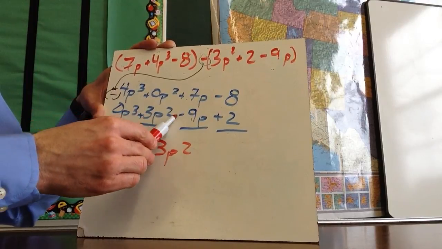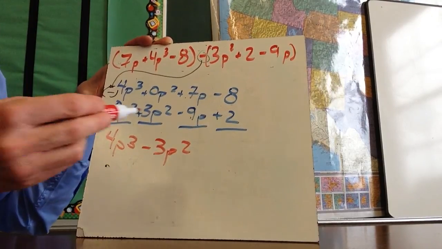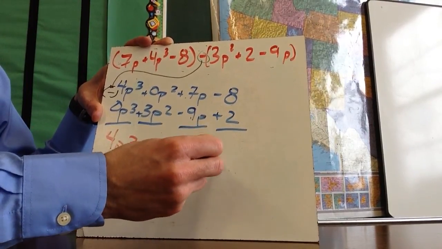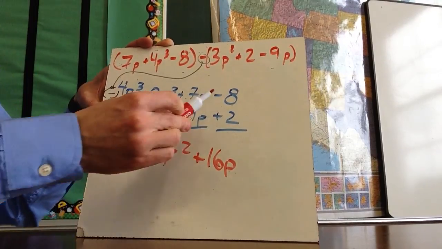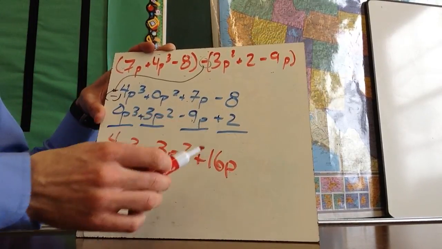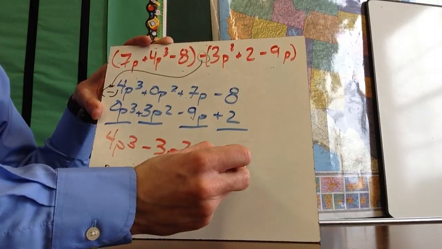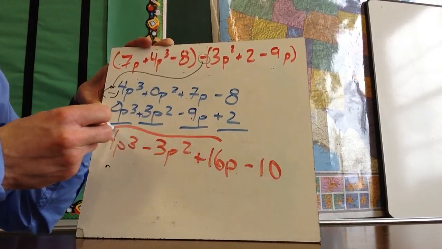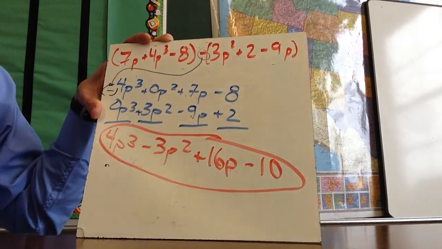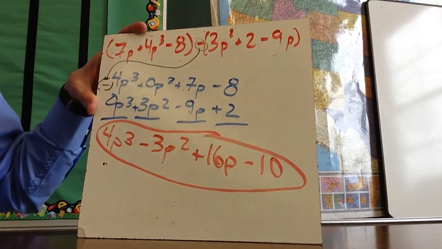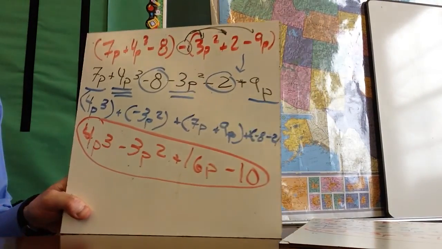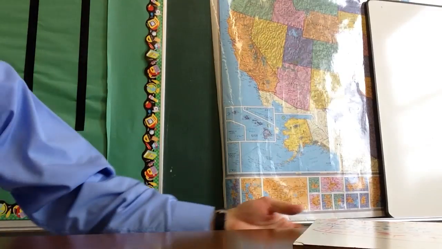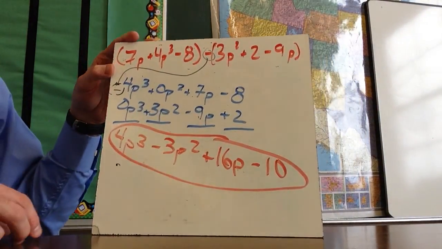7 minus negative 9. 7 minus negative 9 is positive 16p. And then negative 8 minus positive 2. Negative 8 minus 2 is negative 10. This would be the vertical method. I want you to notice that this answer and this answer are identical. So you can solve the problem either way.